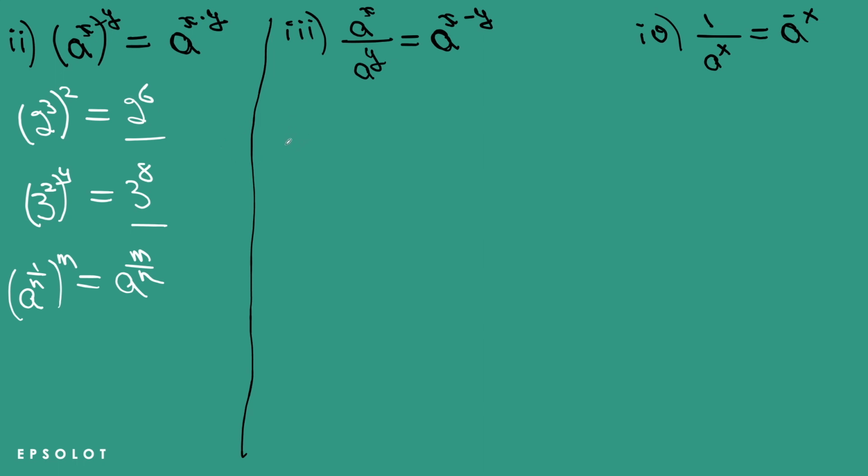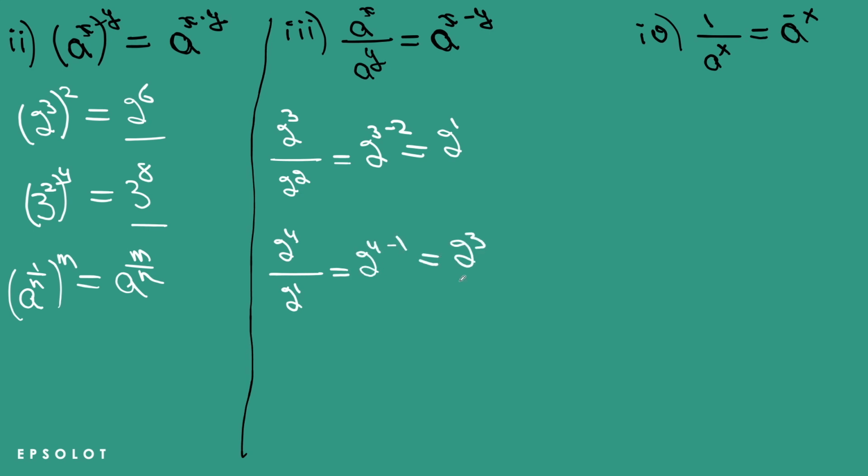So as long as the base is the same, if I was to write 2 to the power of 3 divided by 2 to the power of 2, then I can just rewrite this as 2 to the power of 3 minus 2, and that would just give me 2 to the power of 1. Another example: 2 to the power of 4 divided by 2 to the power of 1. That would then be 2 to the power of 4 minus 1, which is 2 to the power of 3.